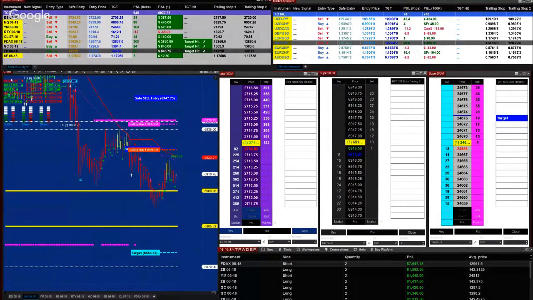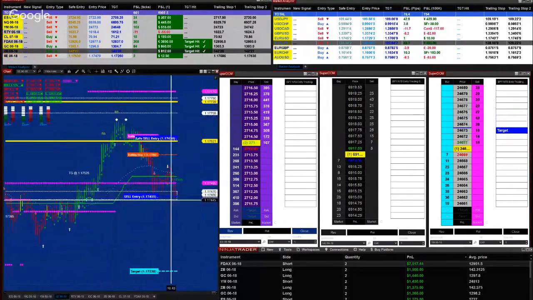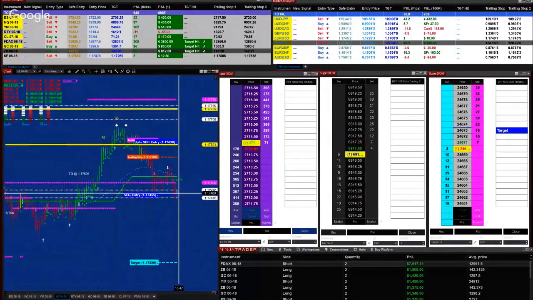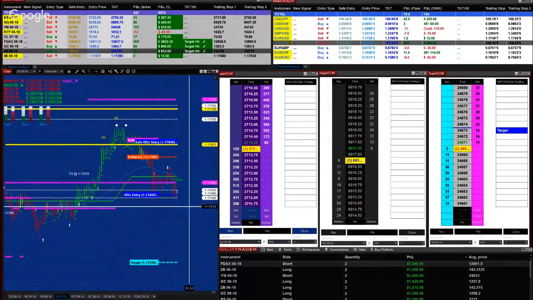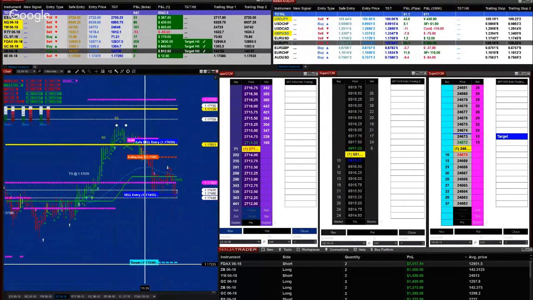And on the 6E, as I remember, we had an entry here and we took the trade. Look, it hit the target, and now we have a new entry on the 6E. And there's nothing holding the 6E. The target is 72.30.